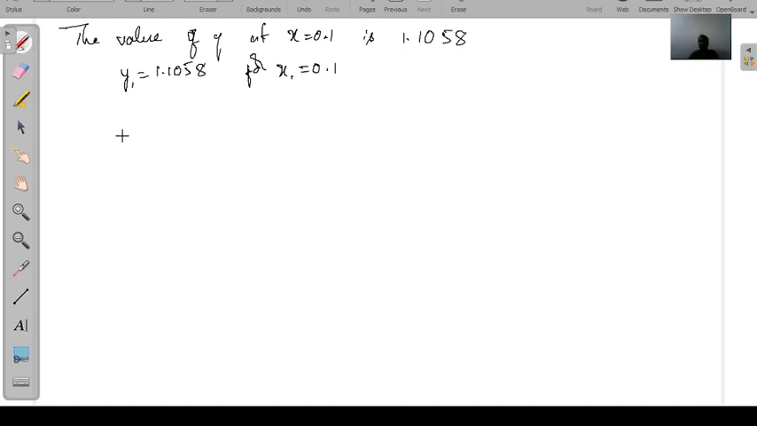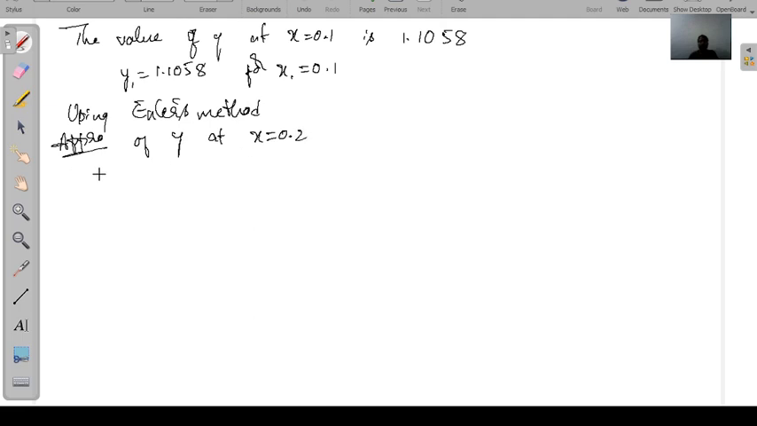Once again at x is equal to 0.2, using Euler's method, we are going to find out the approximate value. Using Euler's, the approximate value of y at x is equal to 0.2. We term this approximate value as y2 here. There it was y1 and here it is y2.